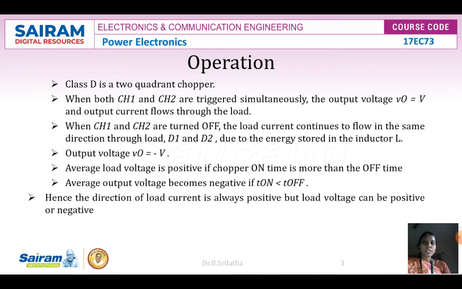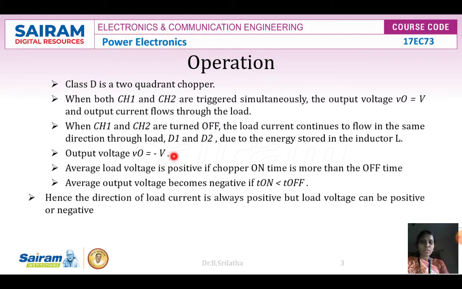Class D is also a two quadrant chopper. When both choppers CH1 and CH2 are triggered, the output voltage is Vs, and the output current is also positive. When both choppers 1 and 2 are off, what will happen? The load current continues to flow in the same direction, but because of the energy stored in the inductor, D1 and D2 will be on and the output voltage is negative. So at first the output voltage is positive and then negative, but in both cases the output current is positive.